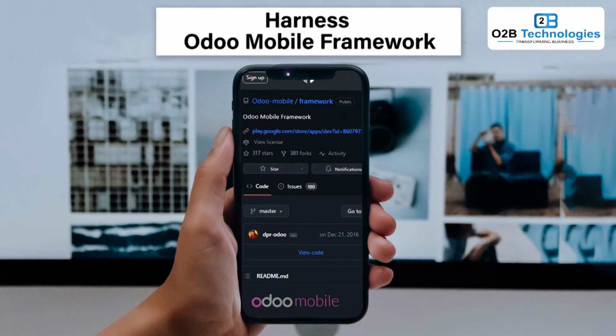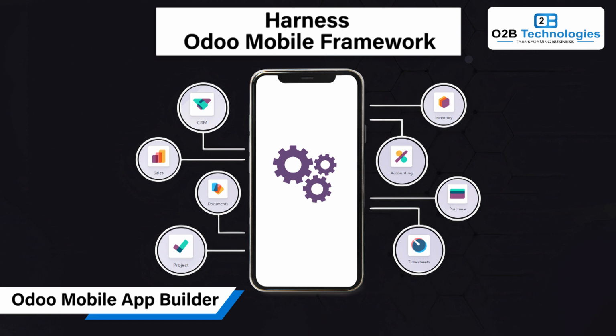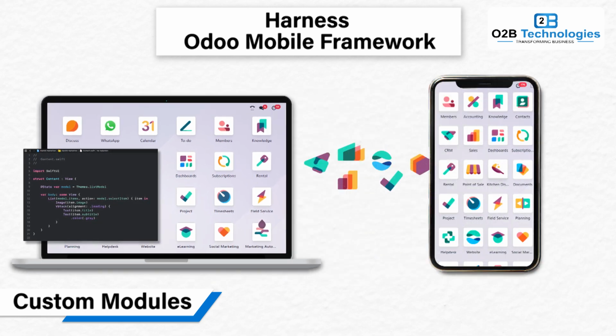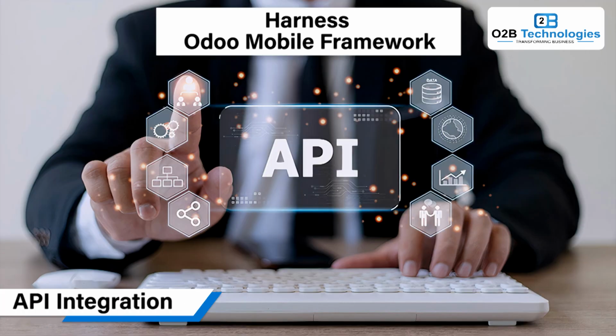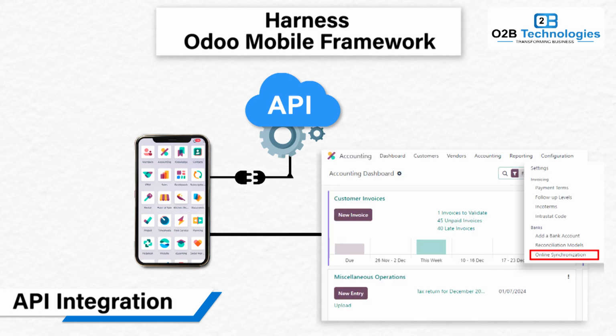Harness Odoo Mobile Framework. Odoo Mobile App Builder. Odoo provides a mobile app builder that allows you to create customized mobile applications. Custom modules. Develop custom modules specifically for mobile users' needs and integrate them into the Odoo mobile app. API integration. Utilize Odoo's API to connect your mobile app with Odoo's backend, enabling data synchronization and real-time updates.